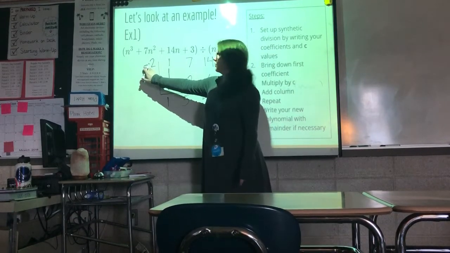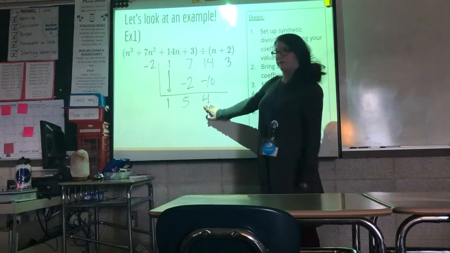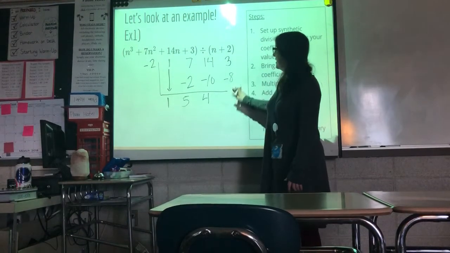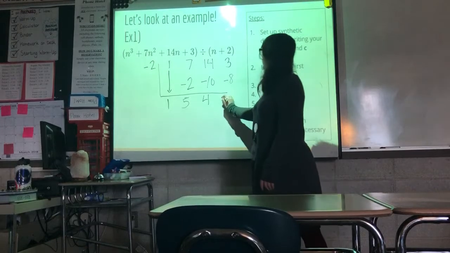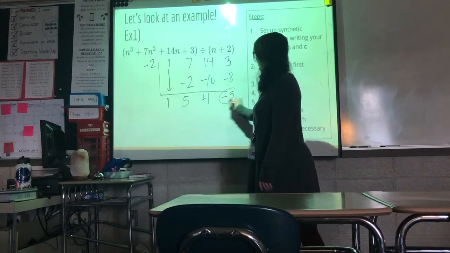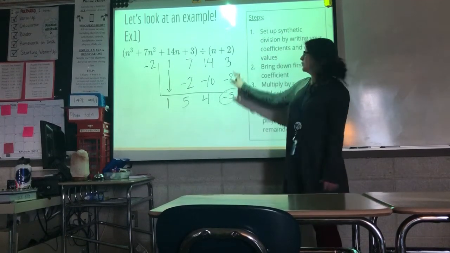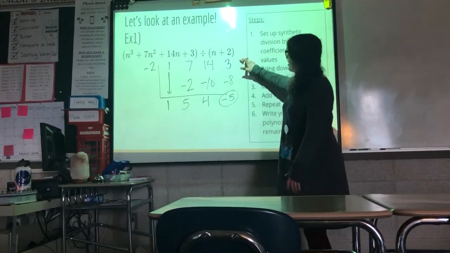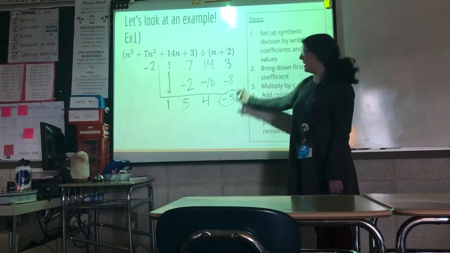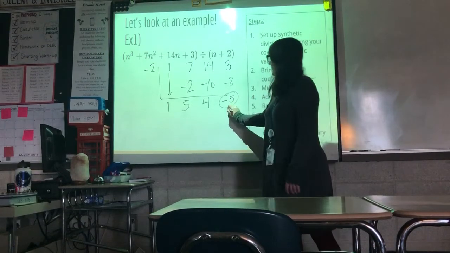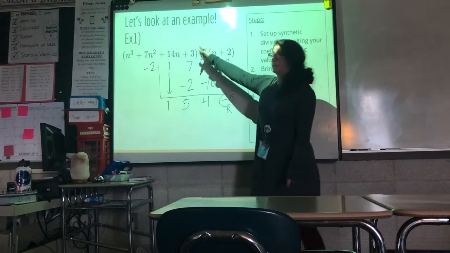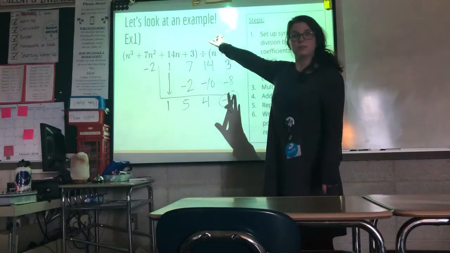One more step, or one more time. Negative 2 times 4 gets me negative 8. Write that number right here, and add my columns down. And I end up with negative 5. This number that's left over after you're finished all the way through, when there are no more numbers to bring down or to multiply by, is your remainder. So negative 5 is going to be our remainder for the division of those two polynomials.